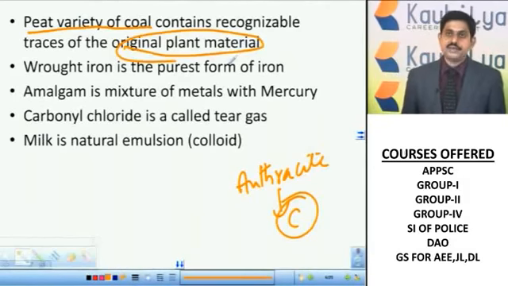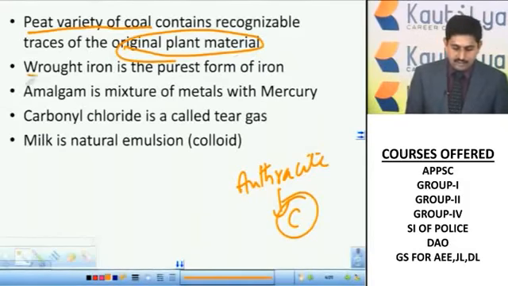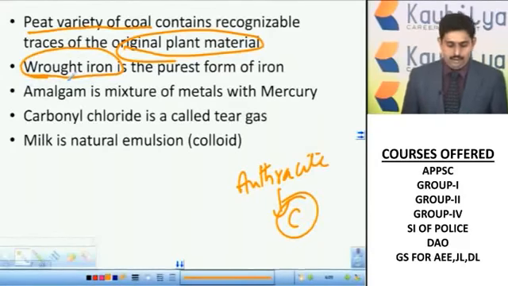We have different types of iron: cast iron and wrought iron. In this case, wrought iron is considered the purest form of iron.